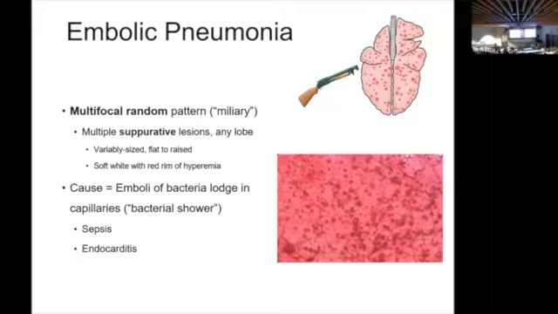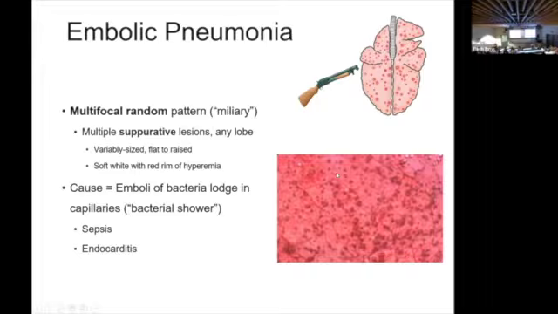Next category, embolic pneumonia. I know you guys remember this. This is that multifocal random pattern that looks like somebody took a shotgun to the tissue and blasted it with little pellets of inflammation. We've got suppurative inflammation in the middle, these little white dots surrounded by a red ring of inflammation. So this is suppurative embolic pneumonia. It can be in any lobe, often it's everywhere.